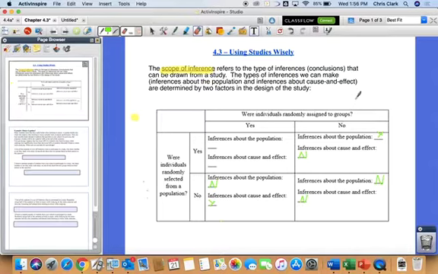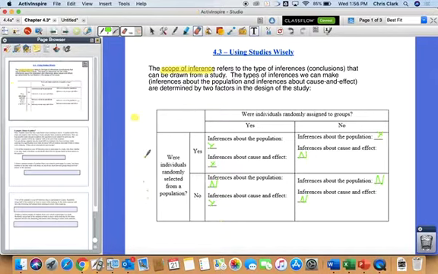Now, top left, it's like the unicorn study. It doesn't really exist. It can, but this is the best of the best experiment. We randomly select from the population, and we randomly assign to groups in this experiment, so we can make inferences about the population and about cause and effect.